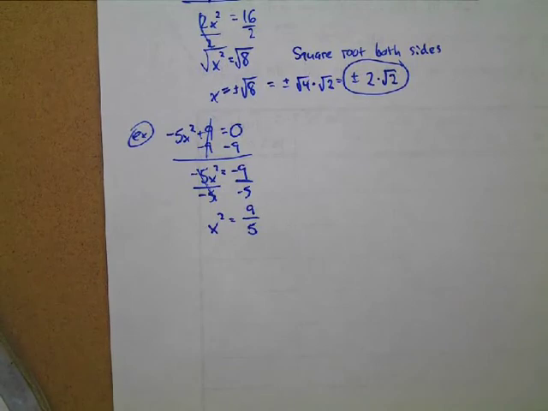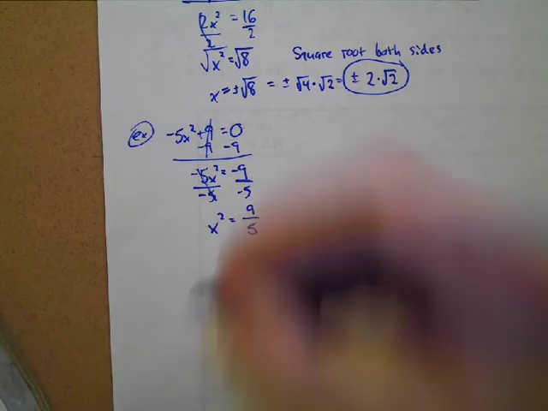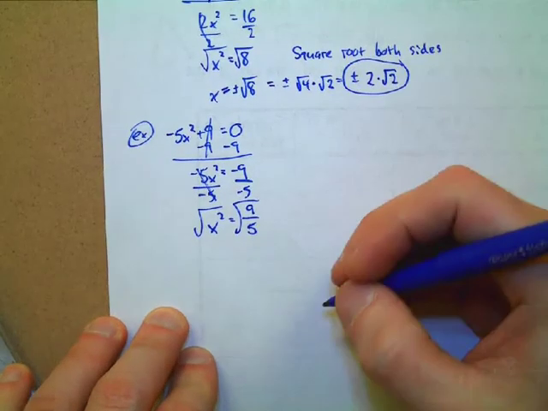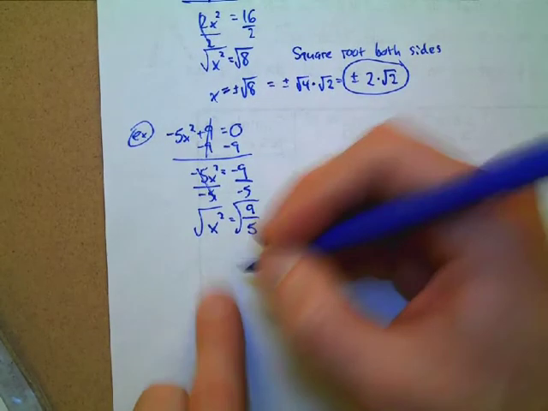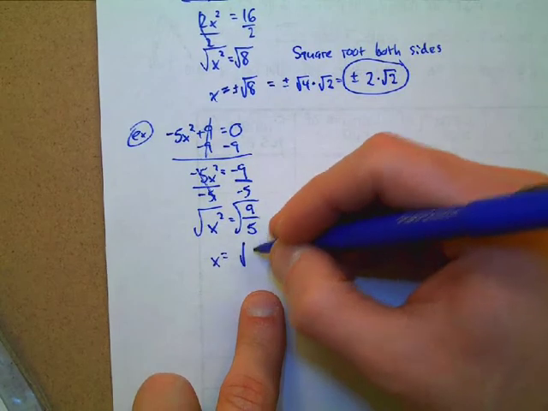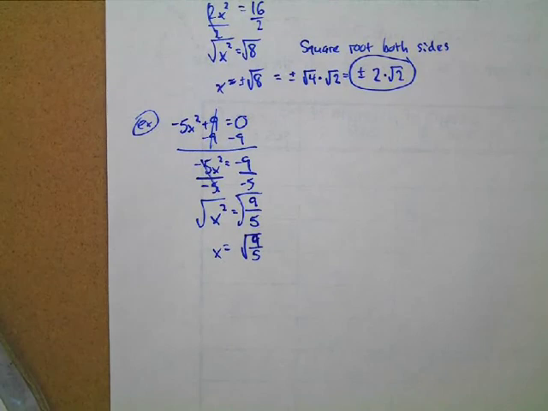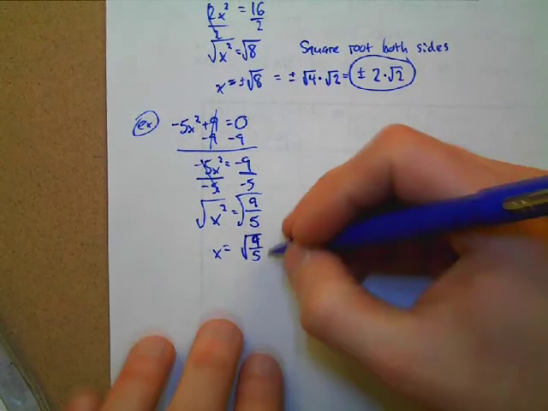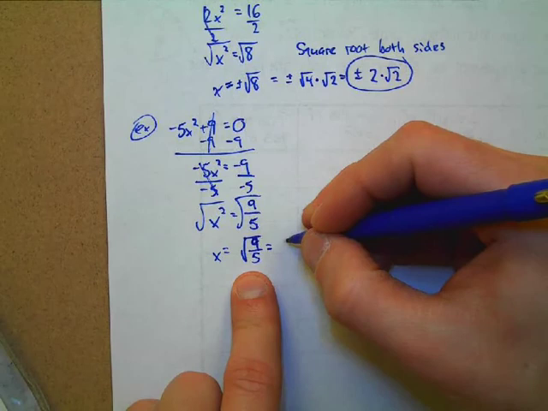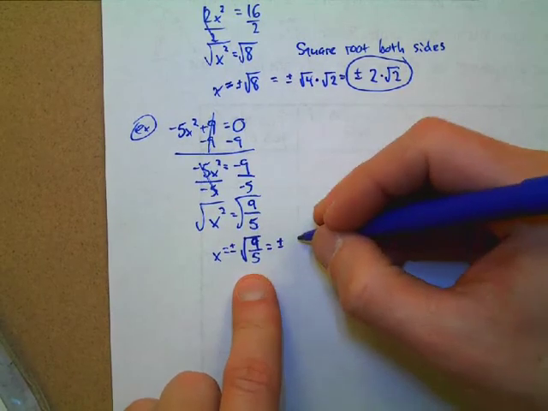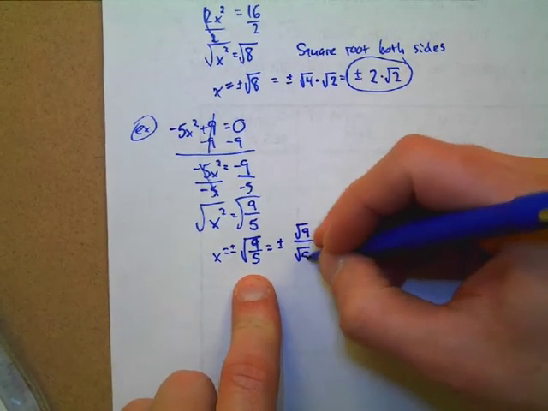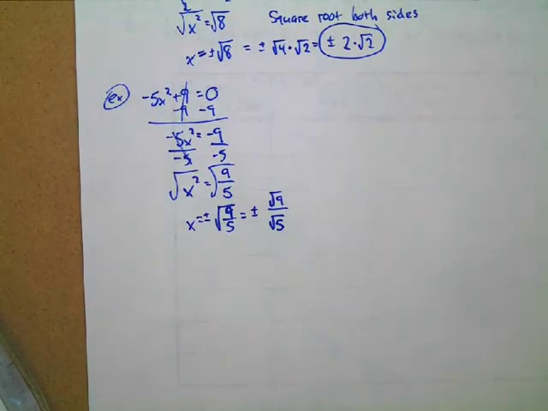Okay. Let's go to Jacob K. At this point, now what should we do to both sides? Square root. You got it. Square rooting both sides, x equals plus or minus the square root of 9/5. When you square root a fraction, it's the same thing as doing the square root of the numerator divided by the square root of the denominator. Okay, so you can break up that square root over division.